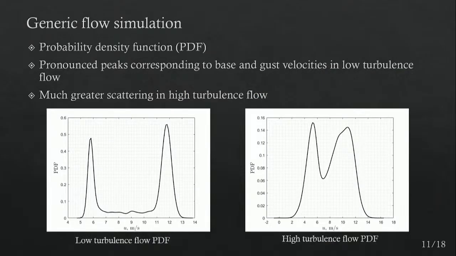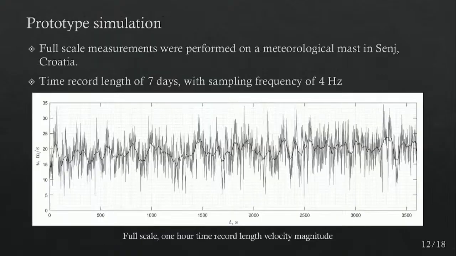If we do a probability density function here, so this basically shows us for a random point in time, what is the probability the velocity will fall inside a certain range. For the low turbulence flow, we have 2 very strong pronounced peaks at the base and gust velocities, as we would expect. When we increase the turbulence via surface roughness elements, we have much more evenly spaced out probability density functions, as expected due to the increased turbulence.